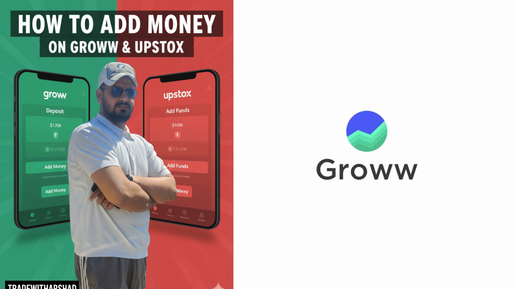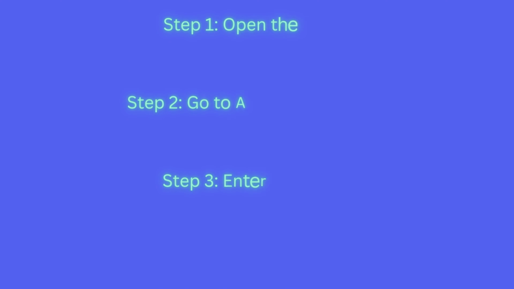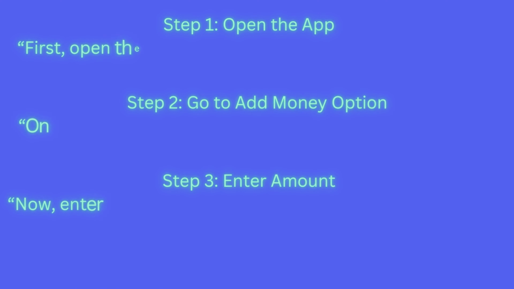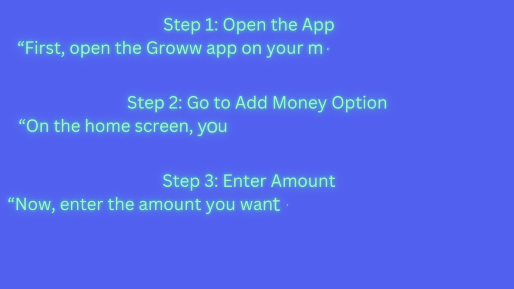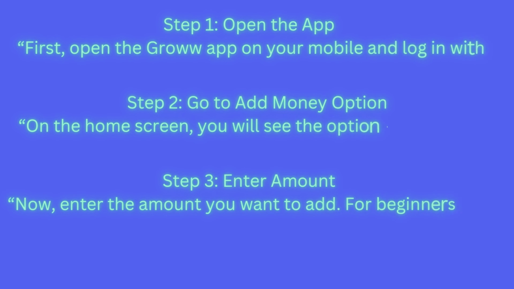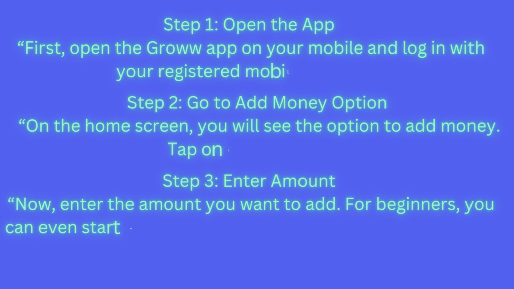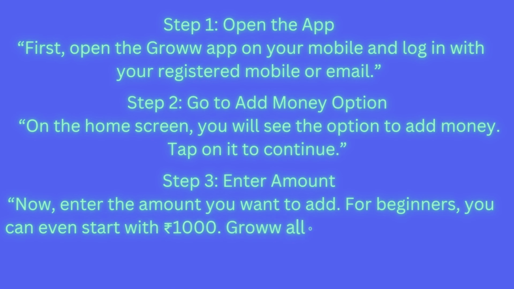कैसे ऐड कर सकते हैं। तो वीडियो एंड तक ज़रूर देखिएगा। Step 1. Open the app. First, open the Groww app on your mobile and log in with your registered mobile or email. Step 2. Go to Add Money option. On the home screen, you will see the option to add money. Tap on it to continue.